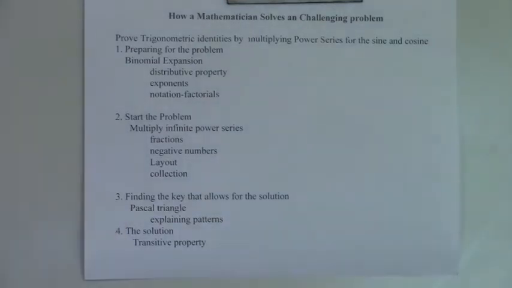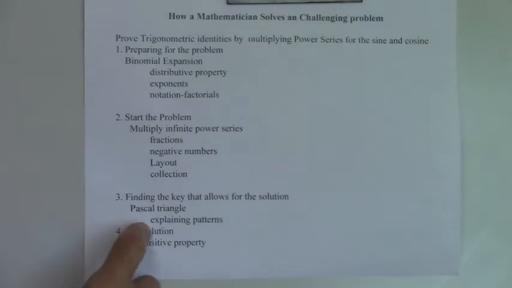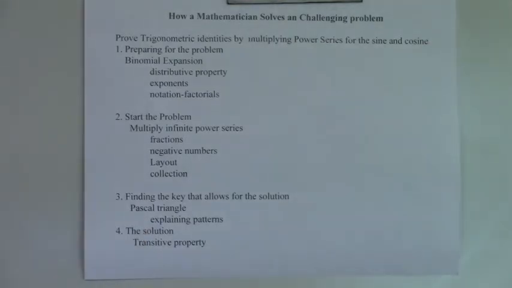Step number 3. This was the key. This is the thing that took me years before I could find a solution to the problem. I had to find out and understand the Pascal Triangle and its subtleties a little bit better, and then be able to explain patterns. And then, of course, finally we use all of this information, which basically involves the transitive property, replacing those patterns with something that is more useful.